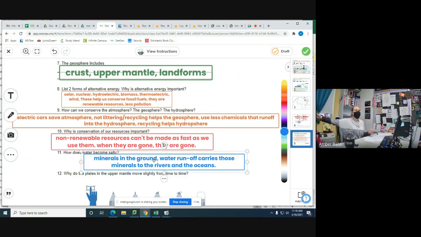Remember when we did the experiment and I poured blue water through the dirt and it ran out on the other end? It needs to be bluer. You should have made it yellow. Uh-oh, that's supposed to be blue.